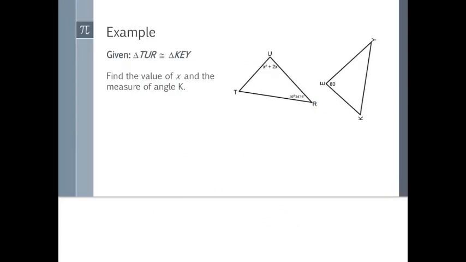Okay, and this is an example that has some algebra involved in it. So we are given that triangle TUR is congruent to triangle KEY. Just for the sake of illustration, I'm going to highlight my corresponding parts in color. Angle T corresponds to angle K. Angle U corresponds to angle E. And angle R corresponds to angle Y. Okay, find the value of x and the measure of angle K.